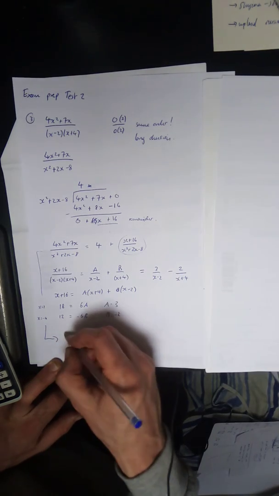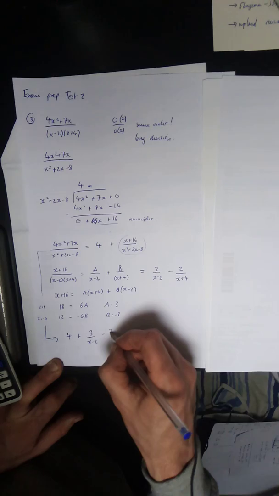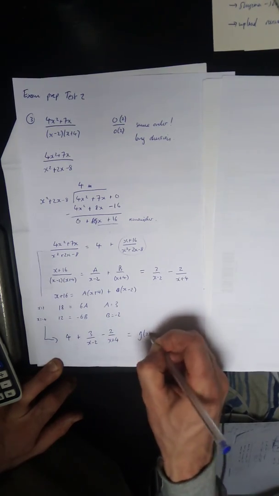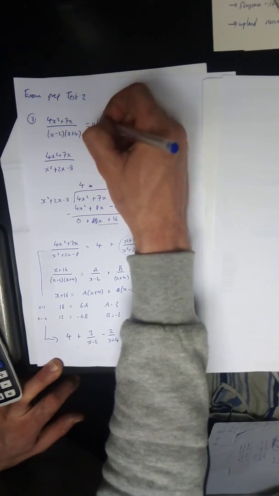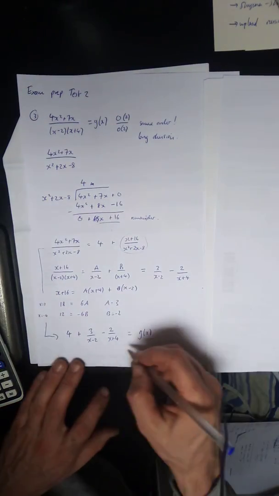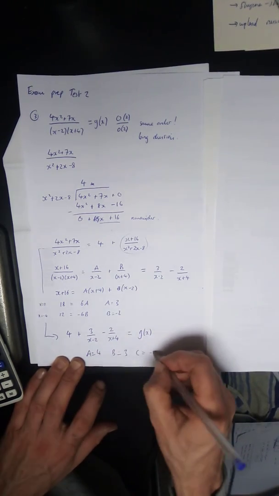what we got here is 4 plus 3 over x minus 2, over x plus 4 is equal to, I'm going to call it g of x, and that's our g of x. So that thing there is equal to that, which is our answer. So we've got a equals 4, b equals 3, and c equals minus 2.